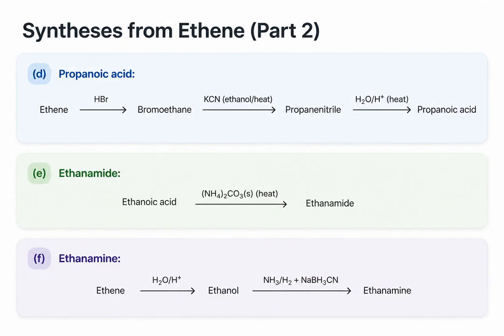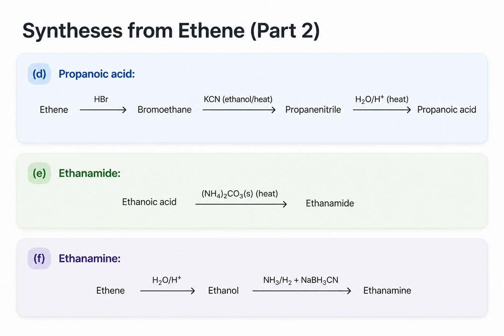To make propanoic acid from ethylene, we need to add a carbon. We do this by reacting ethene with HBr to form bromoethane, then substituting the bromine with cyanide to form propanenitrile. Hydrolyzing this nitrile with hot acid gives us the 3-carbon propanoic acid. For ethanamide, we take the ethanoic acid we synthesized earlier and heat it with ammonium carbonate.